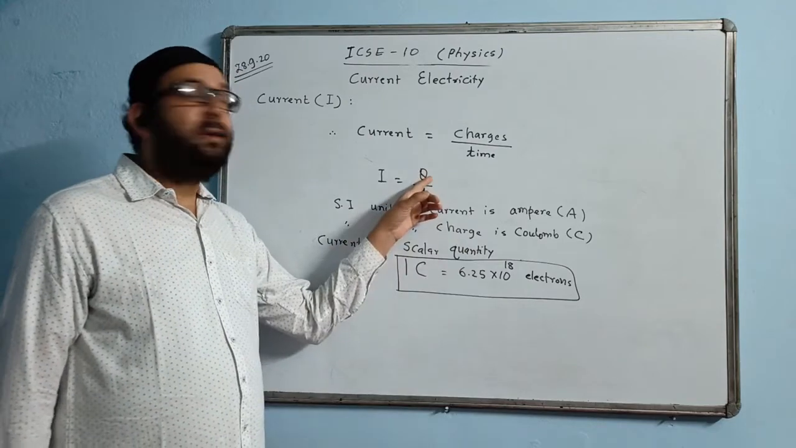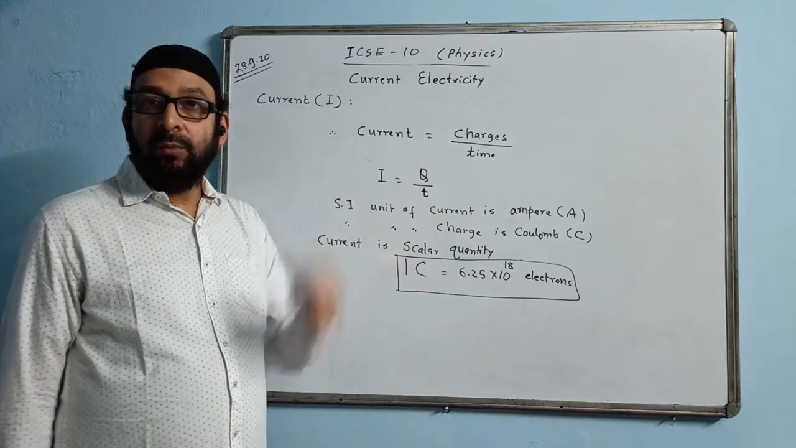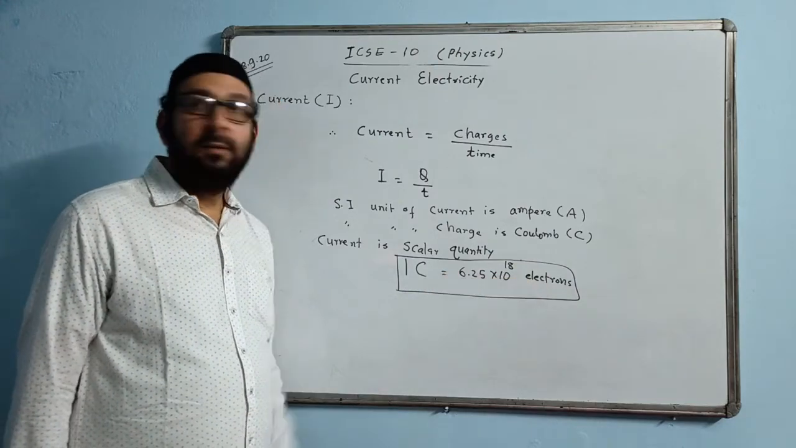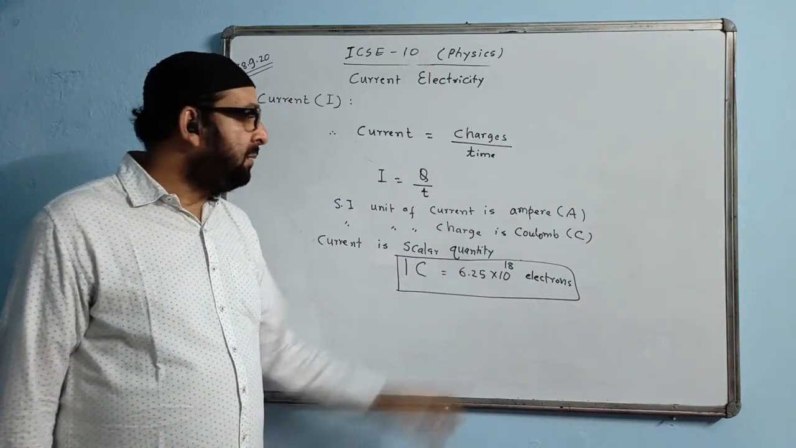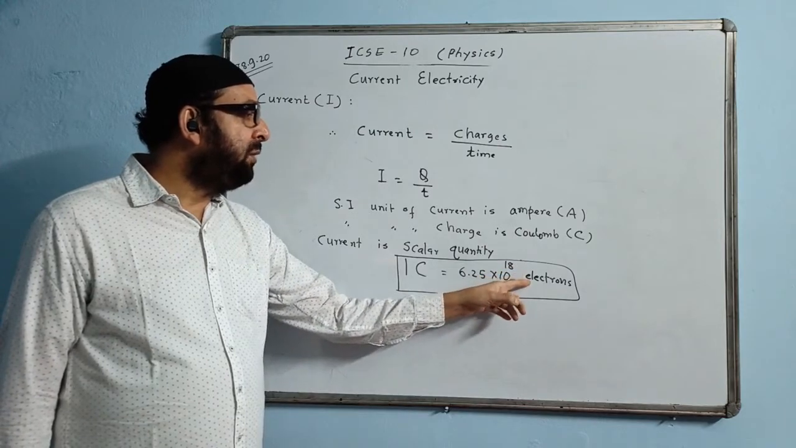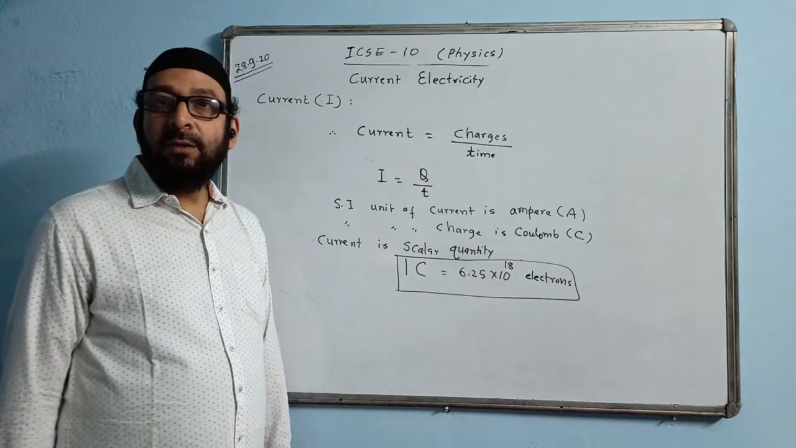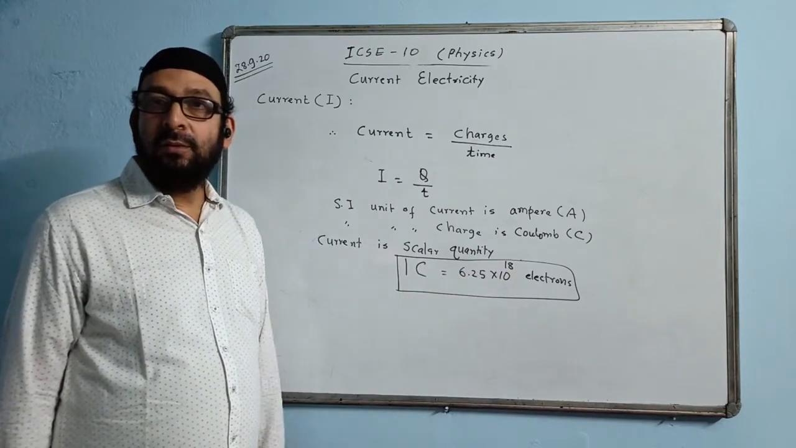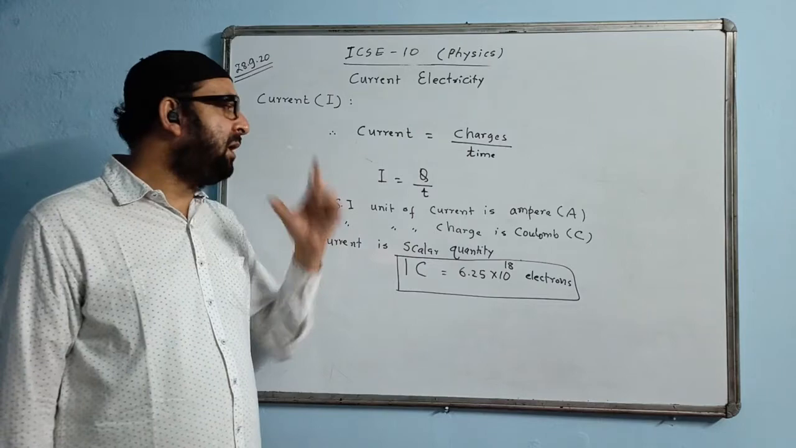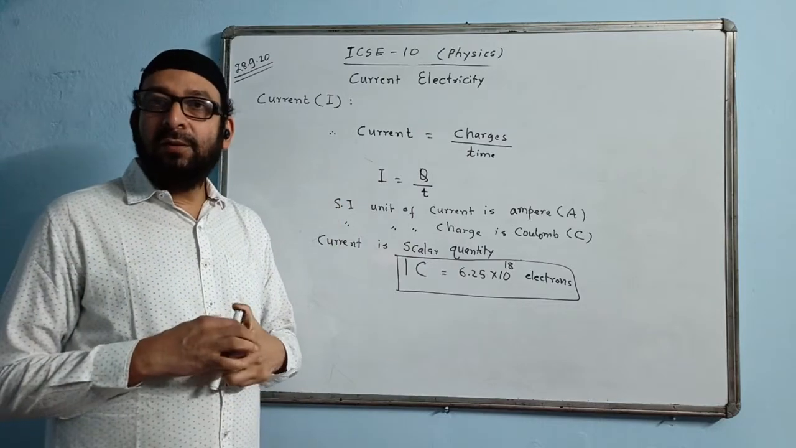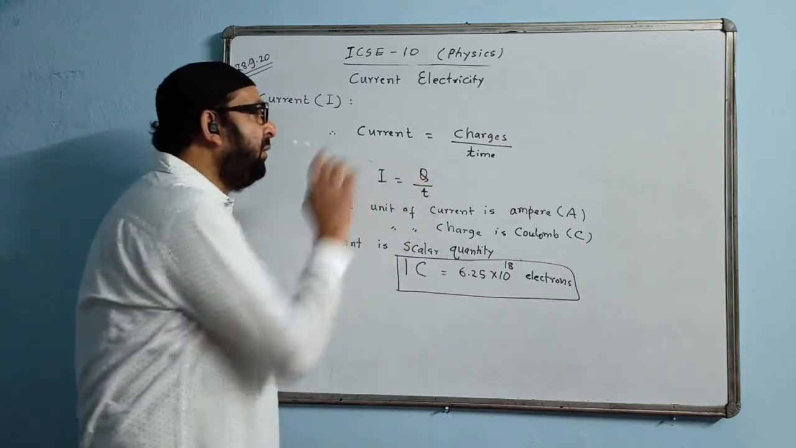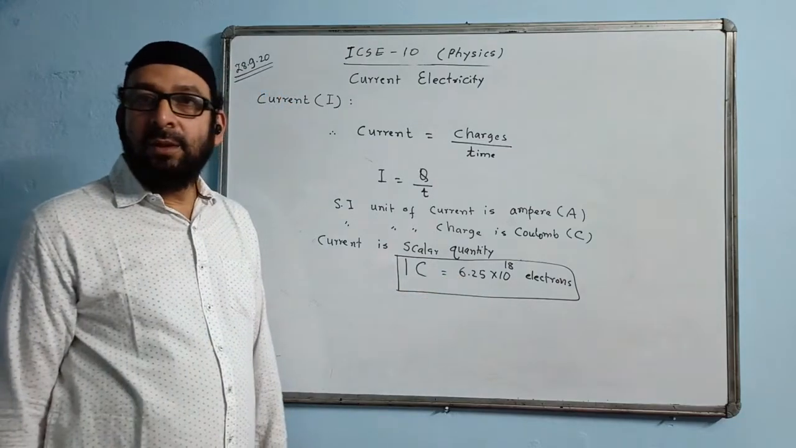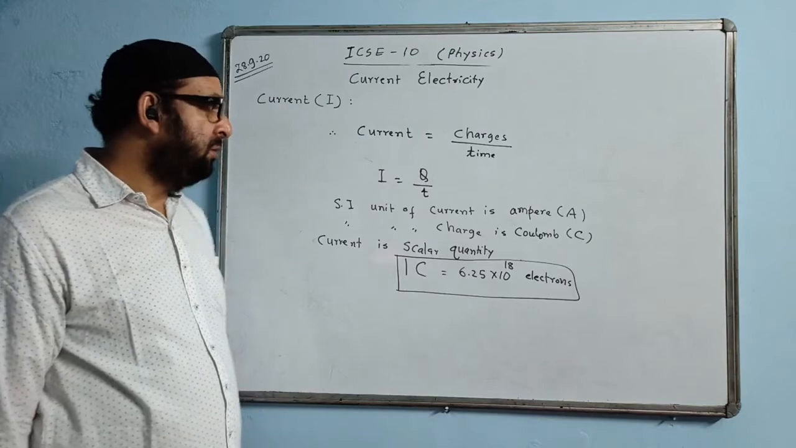If the value of Q you calculate is 10 coulomb, how many electrons are flowing? 6.25 into 10 to the power of 18, into 10, becomes 6.25 into 10 to the power of 19 electrons. That is how we calculate. If they ask you to calculate the number of electrons, we find the value of Q and multiply by 6.25 into 10 to the power of 18 electrons.